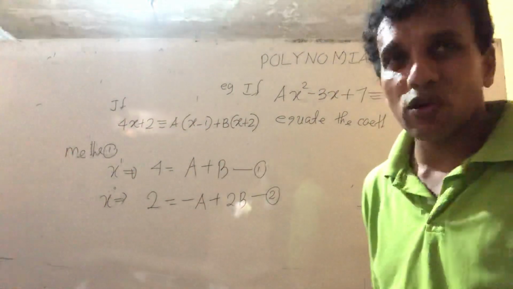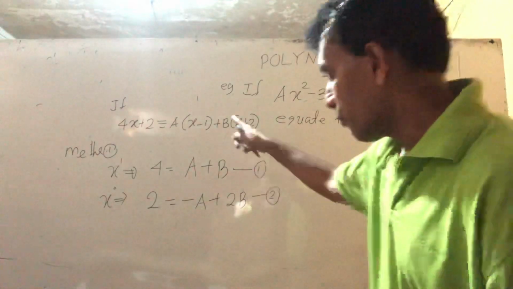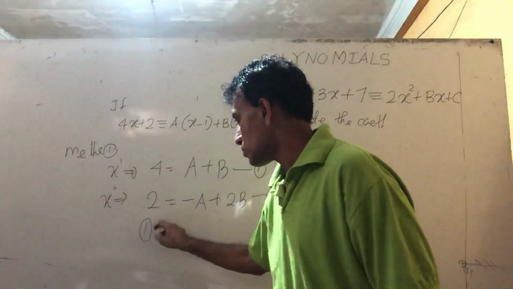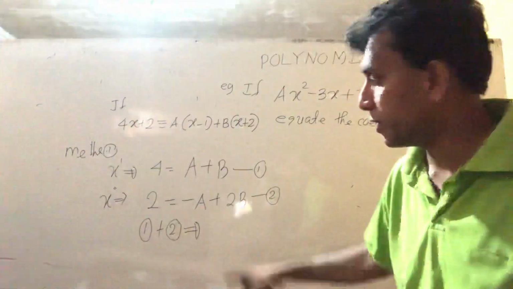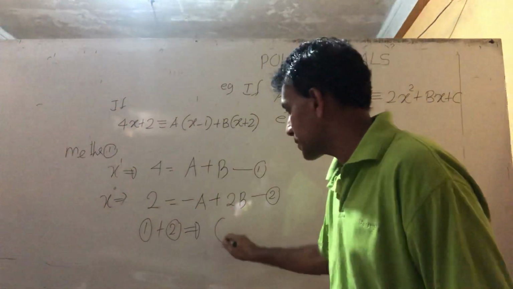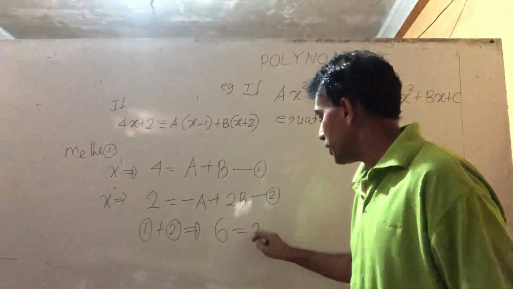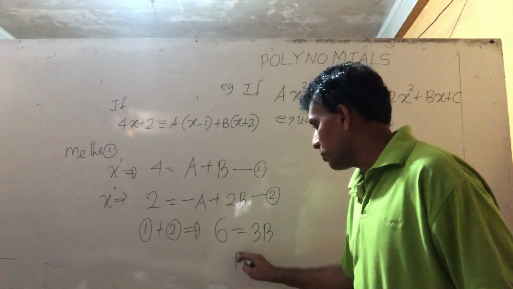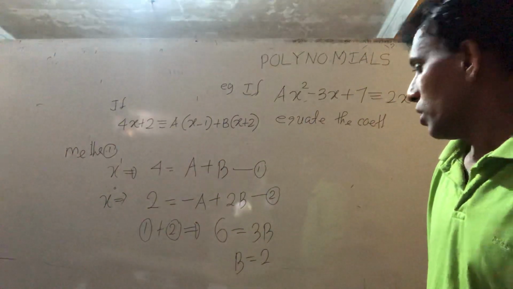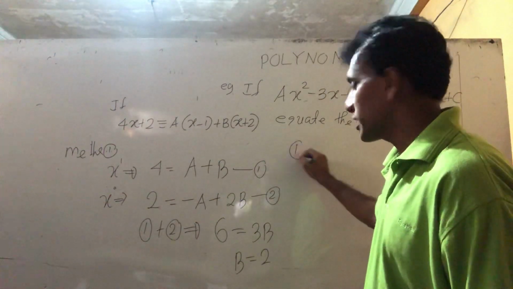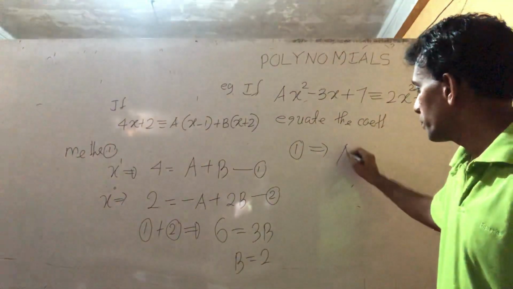This is like ordinary O-level simultaneous equations idea. So find the a, b values. If I add these two, what happened? 4 and 2 is 6. a minus a vanishes, 0. What is 3b? Therefore, no doubt b is 2. B is 2, right? Put b in the first equation. Substitute b as 2 and get a is 2.